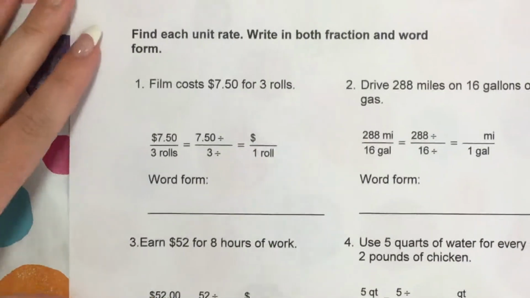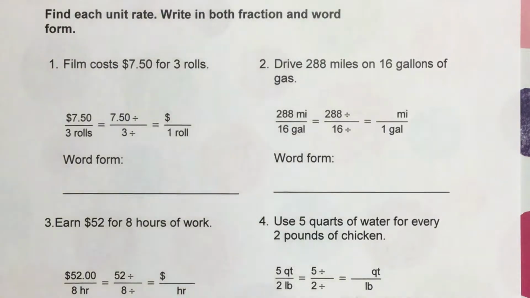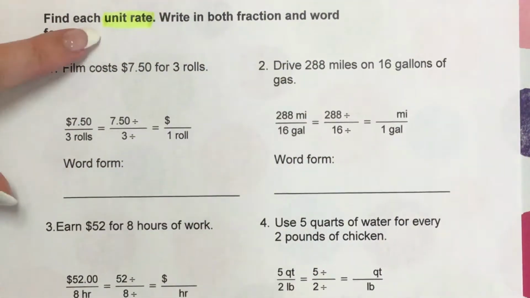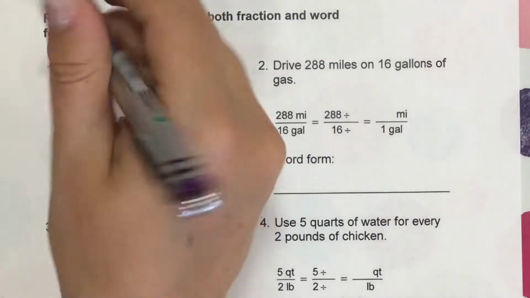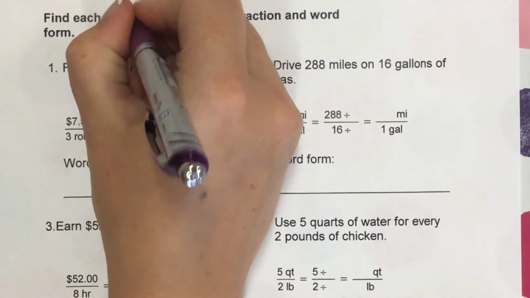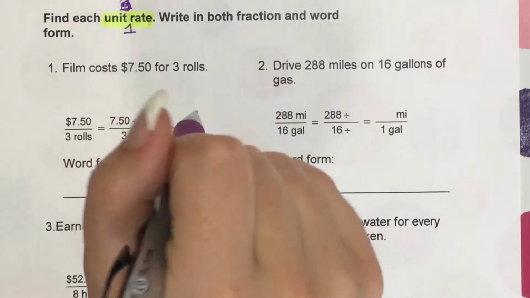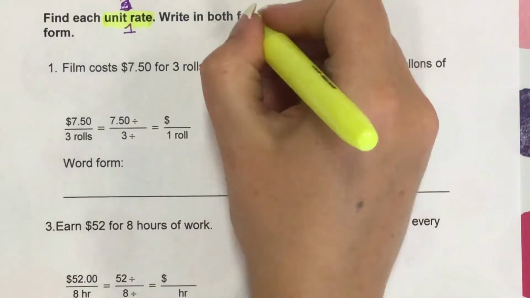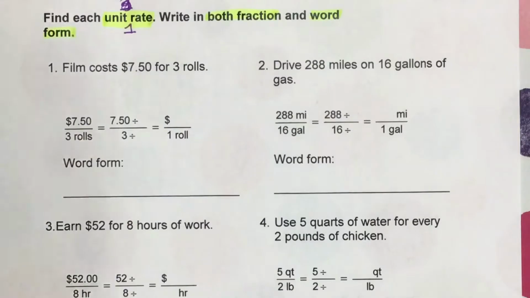So looking at the first problem, it says find each unit rate, write in both fraction and word form. So it says unit rate. That's the key word that says, hey, we have to have 1 in that denominator. So I am going to write a 1 on top. Well, actually, I'm going to write it on the bottom because it needs to be in the denominator. So we need to have the denominator being a 1. And then it wants us to write it in both fraction and word form. Okay, so let's try this first one.